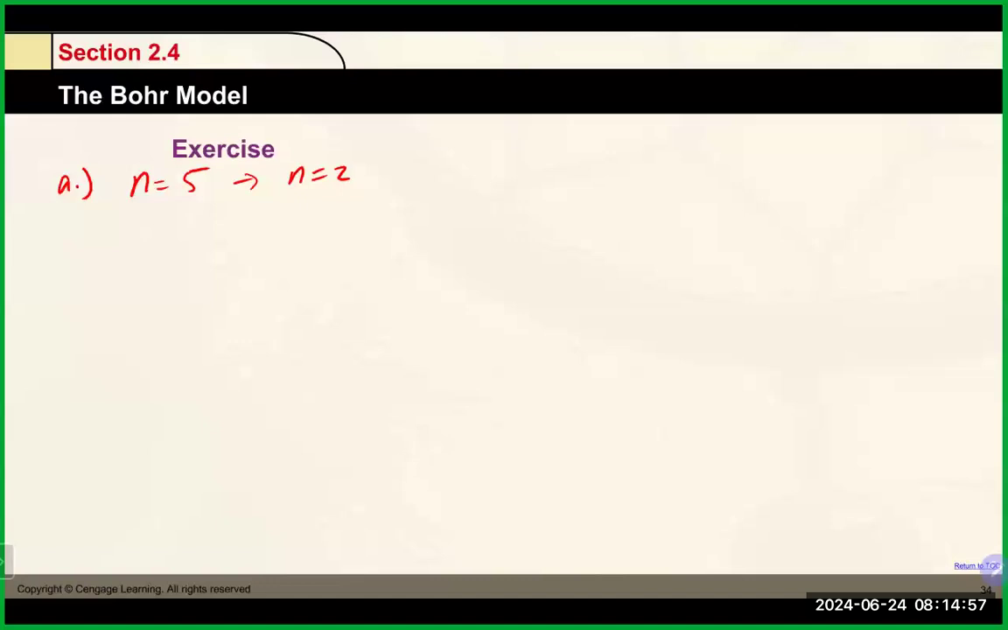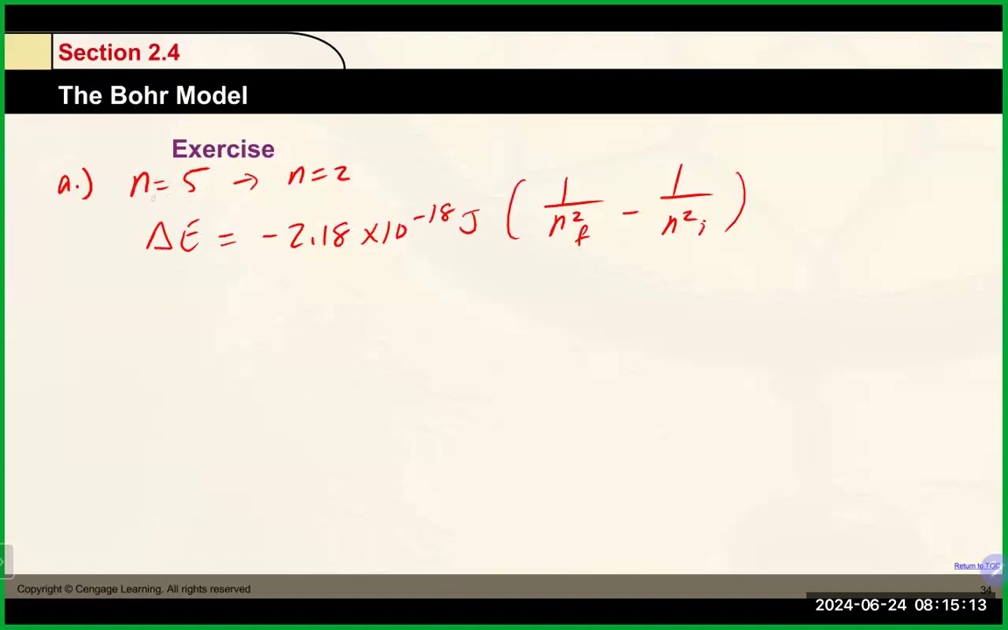So the change in energy is equal to minus 2.18 times 10 to the minus 18 joules, times 1 over n squared final minus 1 over n squared initial. Again, this would be our initial and this would be our final. So that will give us minus 2.18 times 10 to the minus 18 joules, times 1 over final squared. So that is 2 squared, which is 4, minus 1 over 5 squared, which is 25 in that case.